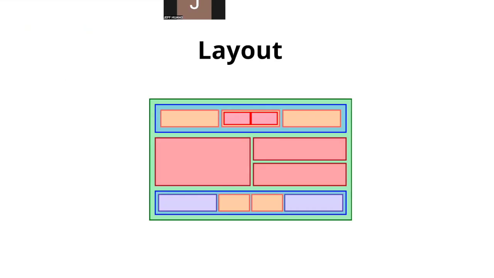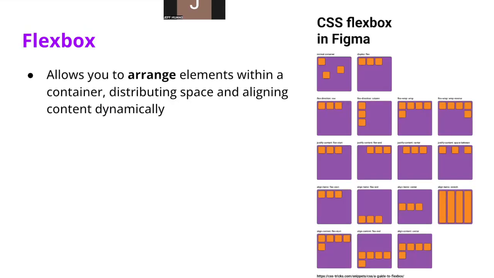In CSS, you can also change the layout of your tags. This is usually done using something called Flexbox. This allows you to arrange elements within a container, and it distributes spacing and aligns content dynamically. Normally, you would do this by using display: flex. That would change it into a Flexbox. And then there are many different properties. I'm not sure if you guys can see, but this chart basically shows all the different types of Flexbox that you can change it to.